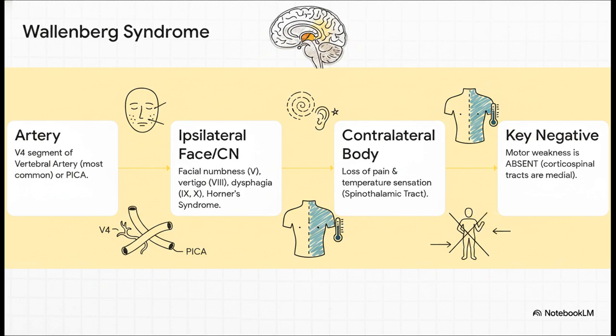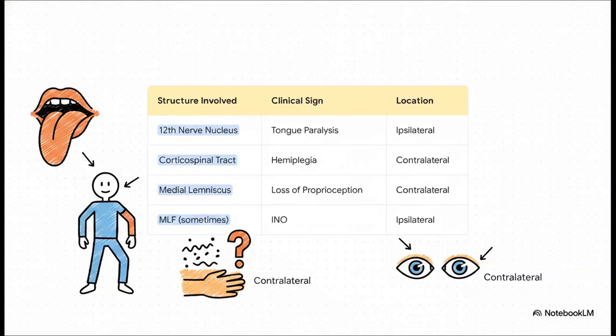Notice what's missing? Motor weakness. The corticospinal tracts are medial, so they're completely spared. It's a perfect example of the rule in action. In complete contrast, we have the medial medullary or Dejerine syndrome. This is a lesion of our medial M structures.